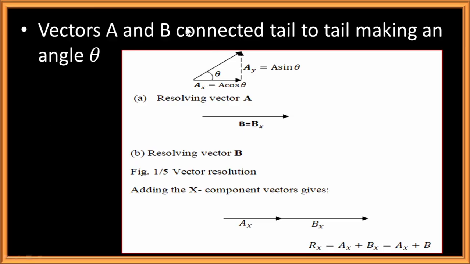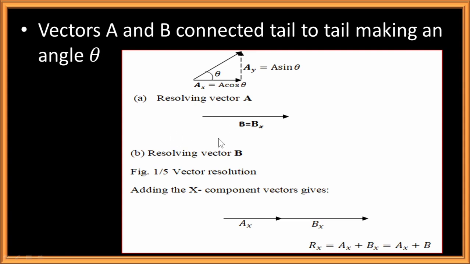Let us see. Vectors A and B connected tail to tail, making an angle theta. Now A is resolved. Here is the horizontal component Ax. Ax is A cos theta. We have seen it before. Ay is A sin theta. It is in the upward direction. We have said that the component vectors should always be connected from head to tail, and the resultant vector tail to head. So the resultant vector is connected from tail of Ax to head of Ay, and A is resolved.